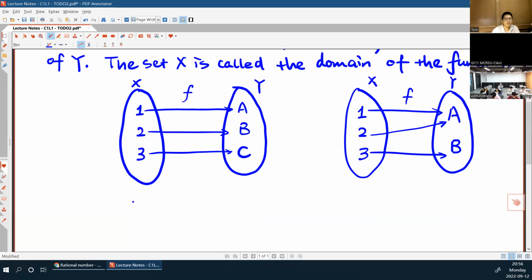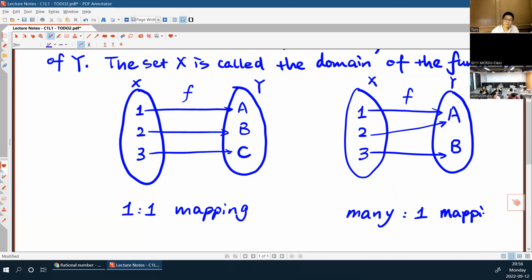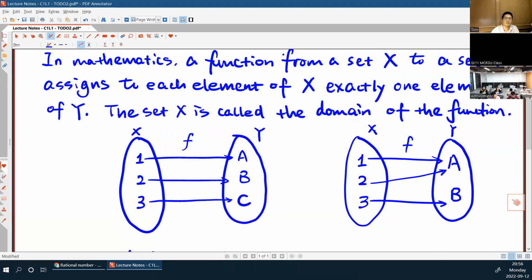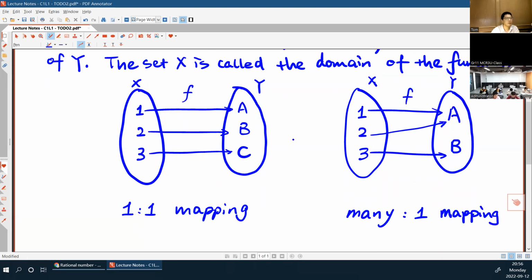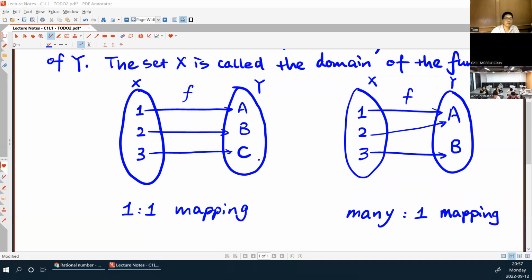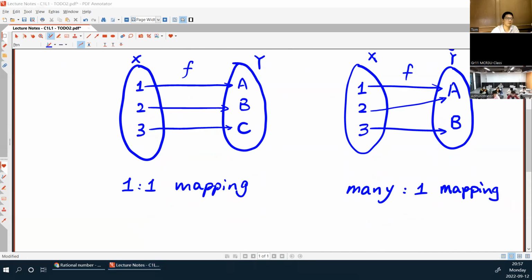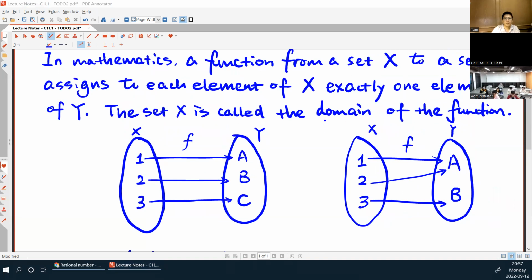The difference is that in the left diagram, this is a 1-to-1 relationship or 1-to-1 mapping. In the second diagram, this is a relationship which is many to one. But both of them, according to the definition of a function, are functions. Okay, so this is a brief explanation of the definition of a function and the definition of the domain.